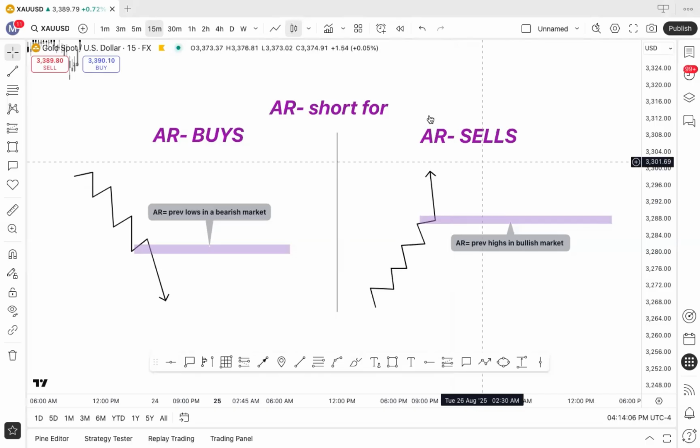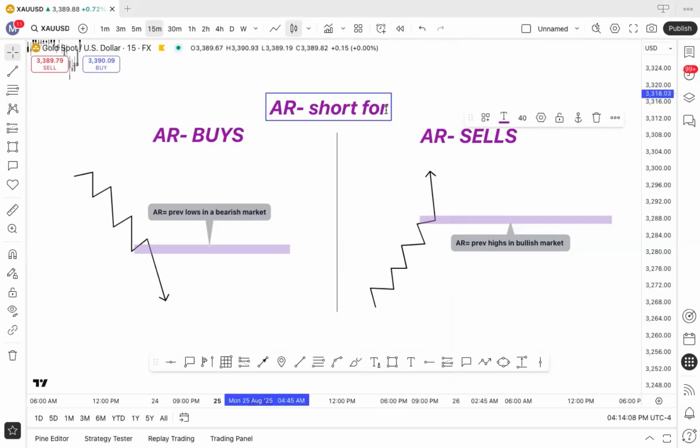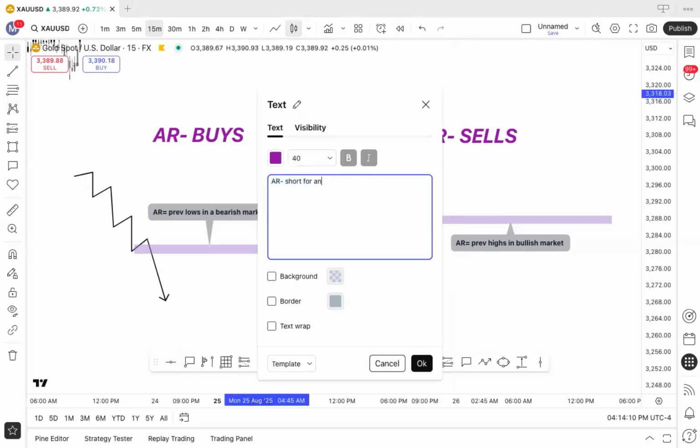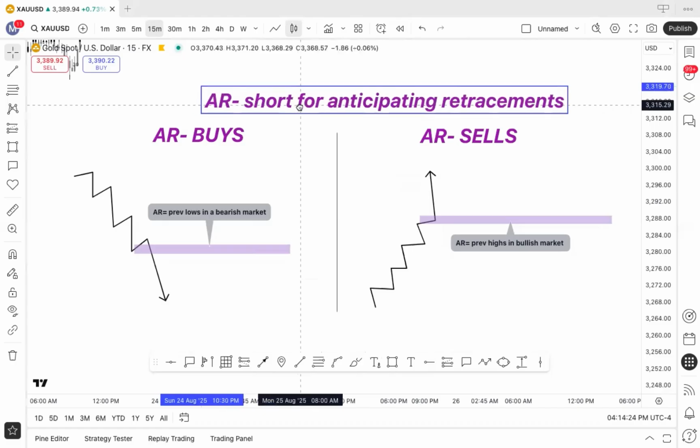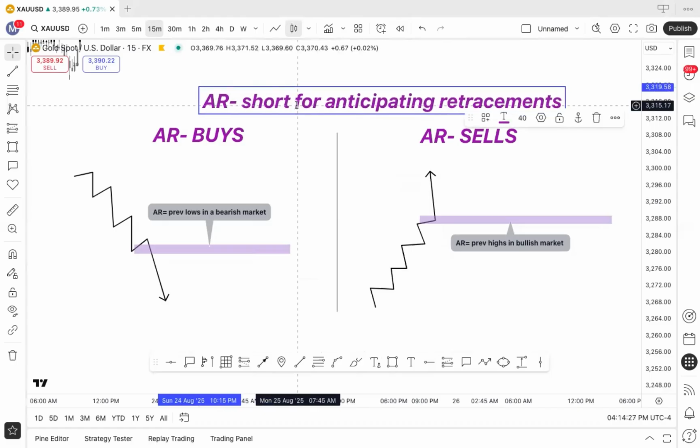Okay, so write this down. AR is short for anticipating retracements. And boom. So AR is short for anticipating retracement.